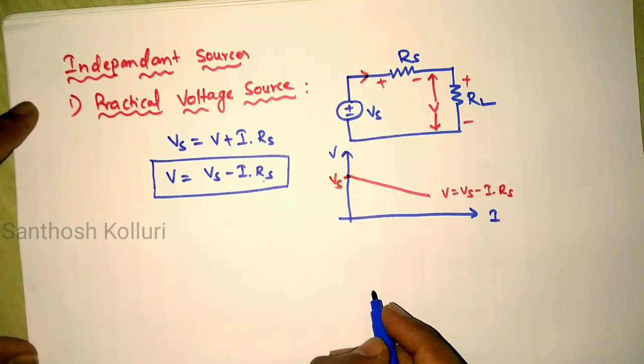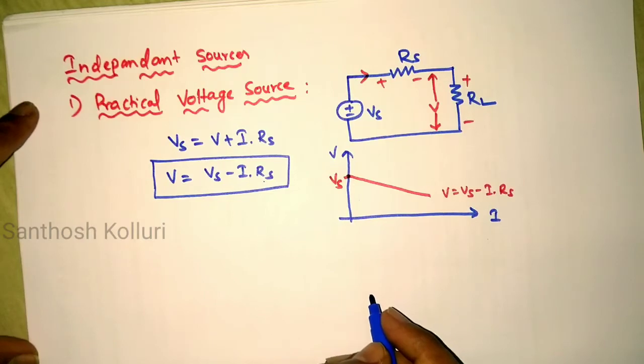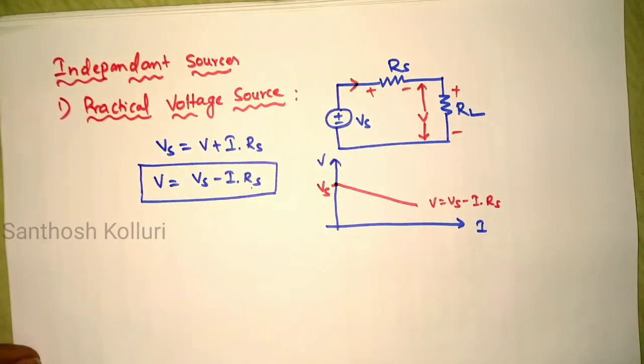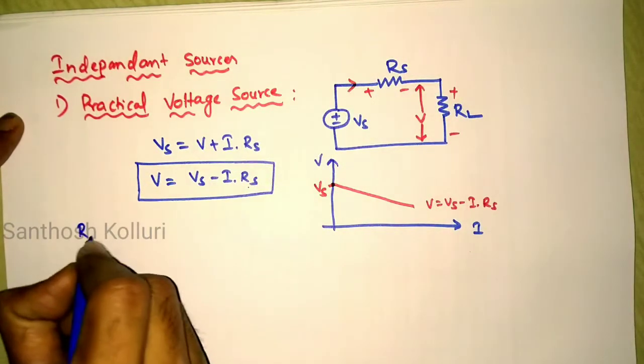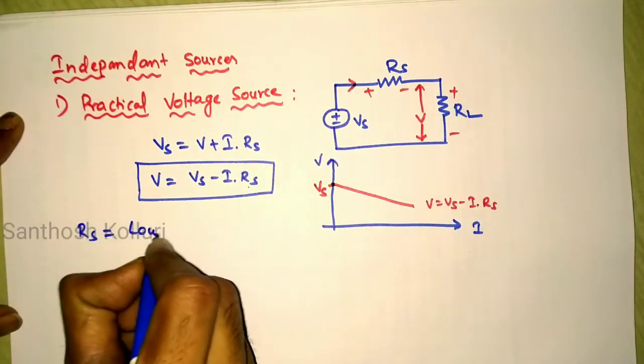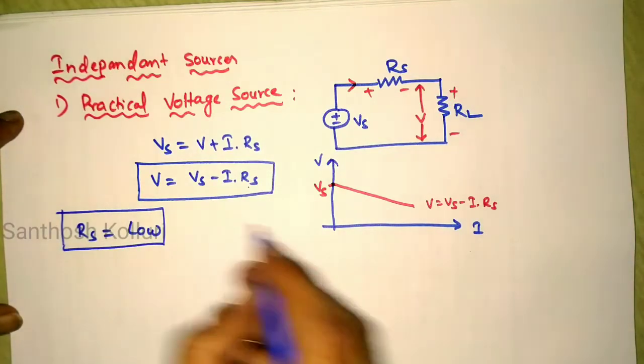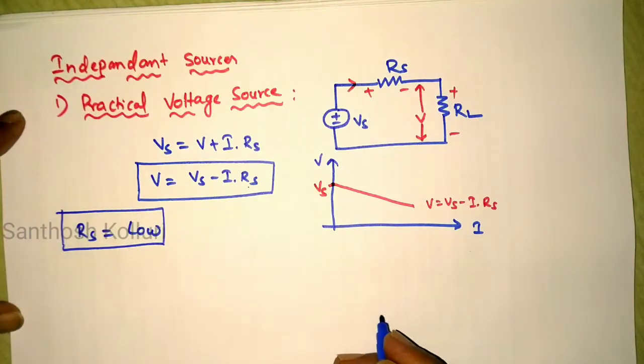So each and every practical voltage source has an internal resistance which is connected in series with the voltage source, and the value of this Rs will be low. So you should have some minimum internal resistance for a particular voltage source.